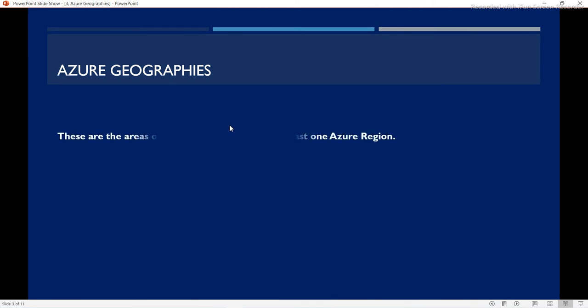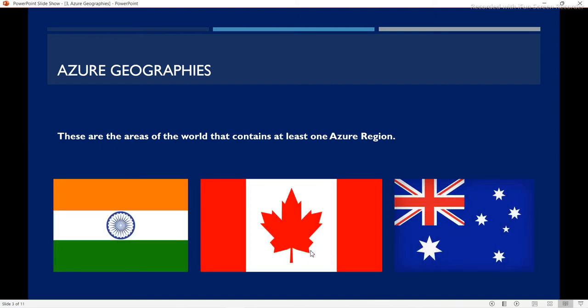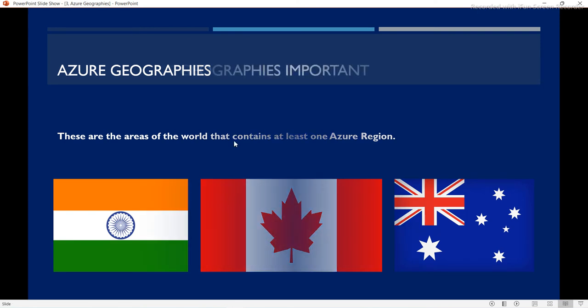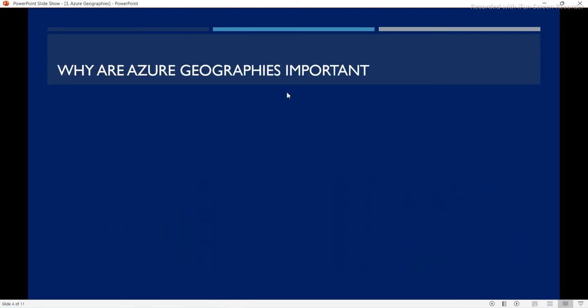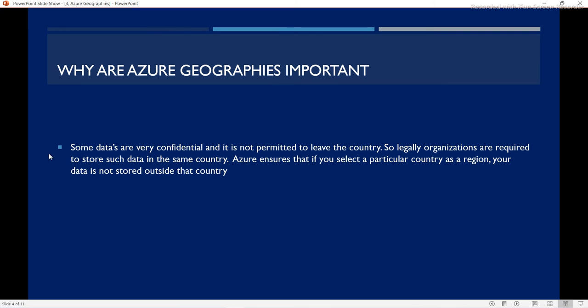So, what are Azure geographies? Azure geographies are simply the areas of the world that contain at least one Azure region, for example, India, Canada, Australia, etc. Why are Azure geographies important? Because some data is very confidential and it is not permitted to leave the country. Legally, organizations are required to store such data in the same country. Azure ensures that if you select a particular country as a region, your data is not stored outside the country.